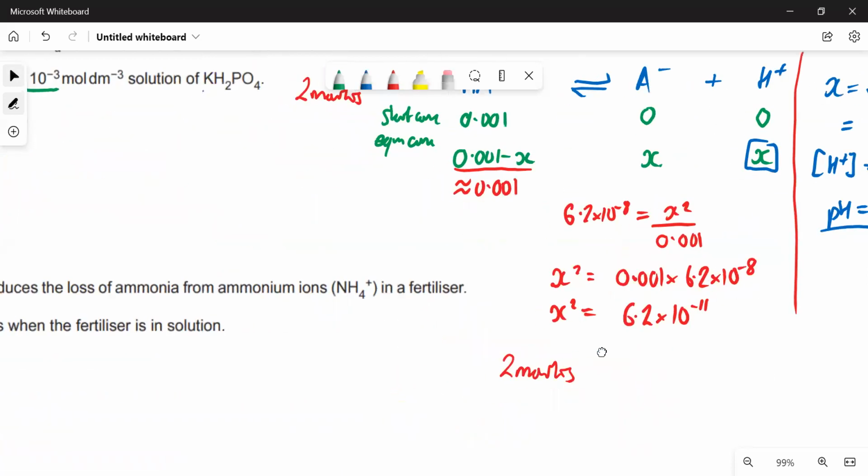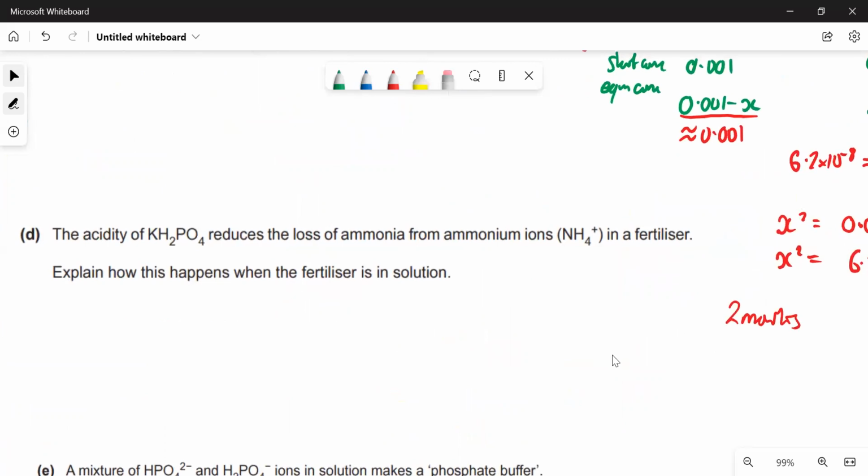Now, the acidity of the H2PO4 minus ion reduces the loss of ammonia from ammonium ions. Explain how this happens when a fertilizer is in solution. Okay, when you have NH4 plus, it is a weak acid itself, and it's in equilibrium with NH3 in aqueous solution and H plus. So what will happen if you get NH3 in aqueous solution? It's a gas, and it can evaporate, and you'll lose it.